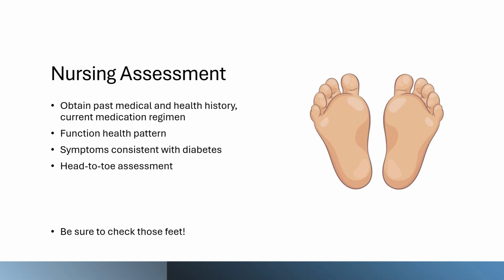Okay, so for our nursing assessment, of course, we're going to look at past medical and health history, and any current medications that they're presently taking. I would also ask about any over-the-counter medications or herbal supplements that they might be taking. Find out about functional health pattern and symptoms consistent with diabetes. Are they complaining about pins and needles in their feet, or a wound that's not healing? Maybe they're having the three P's that we talked about: they feel super thirsty, they're eating a lot, drinking a lot, and peeing a lot, flushing out a lot of urine.